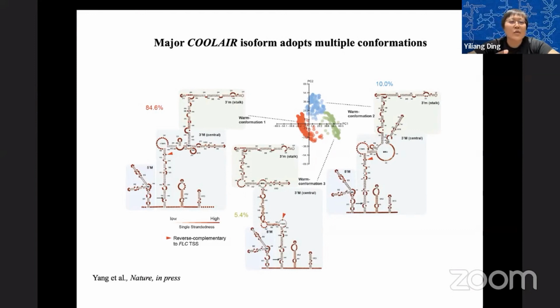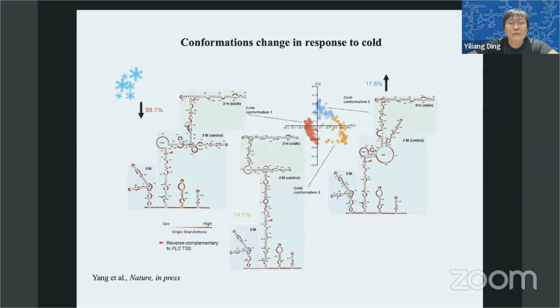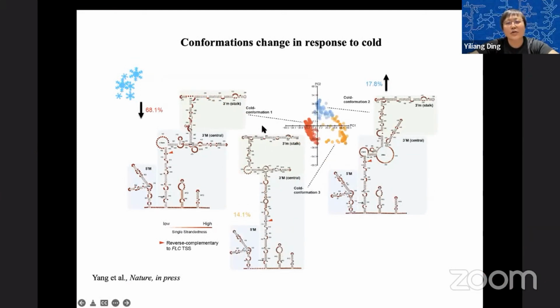We know COOLAIR functions in cold treatment, so we treated the plant with cold, and we can see the structure conformations change in response to cold in two ways. One way is a proportion change between two structure conformations: one is reduced in percentage, while the other increases in proportion. Interestingly, we also observed a brand new cold-specific RNA structure conformation of a COOLAIR isoform, which is different from the previous warm condition.